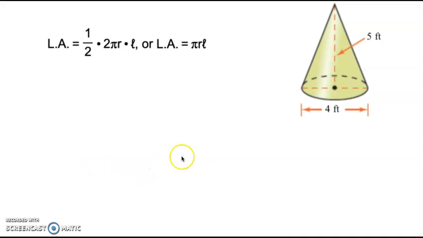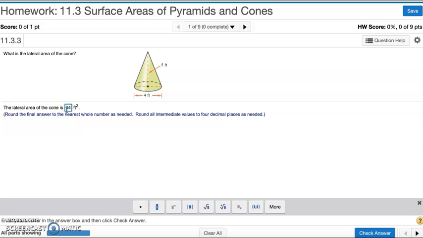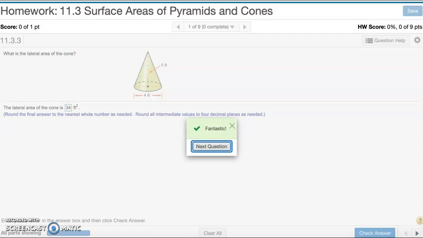So back to my formula, I'll have the slant height of square root of 29 times the radius of 2 times pi, which gives me approximately 34 feet squared. So let's type it in. Typing in 34, and that's number 1.